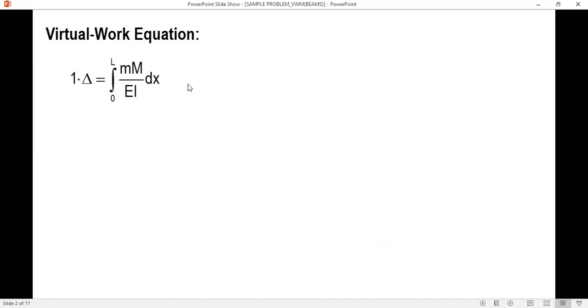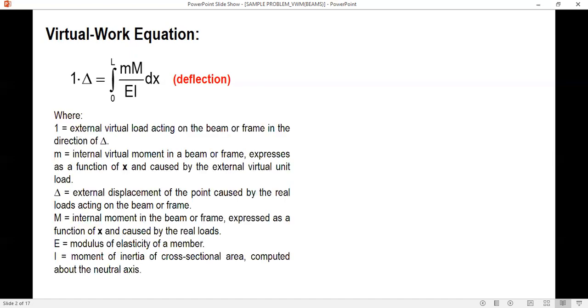The first one is for deflection or displacement, vertical or horizontal displacement. Okay, 1 refers to the unit load and delta refers to the displacement, either horizontal or vertical displacement. So 1 times delta is equal to the integral of small m times capital M over EI dx from 0 to L.